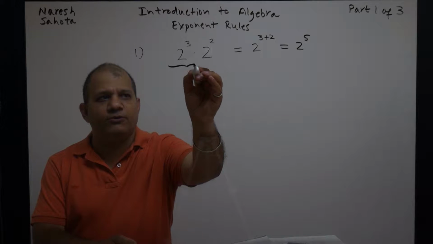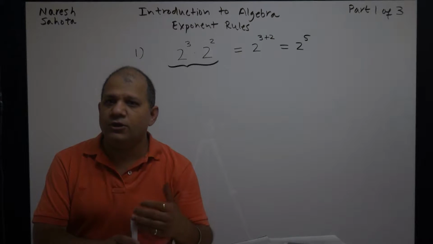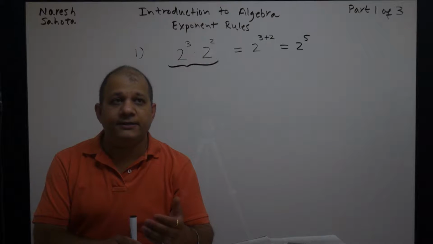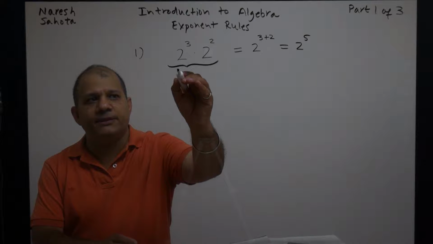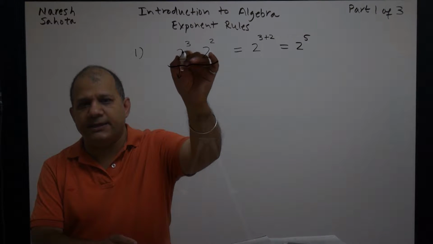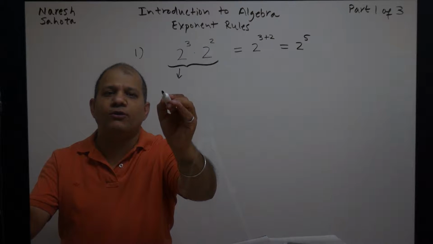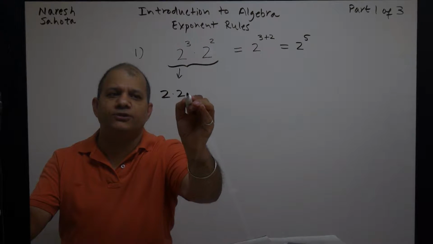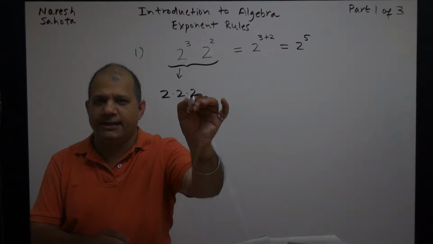So this is the question we were given. So what is 2 to the 3 times 2 to the 2? So let's apply the definition of the exponent. So what does 2 to the 3 mean? 2 to the 3 means multiply this base 3 times. So that's the definition. So we're going to do that. So 2 times 2 times 2. So 2 to the 3, this is what we get.